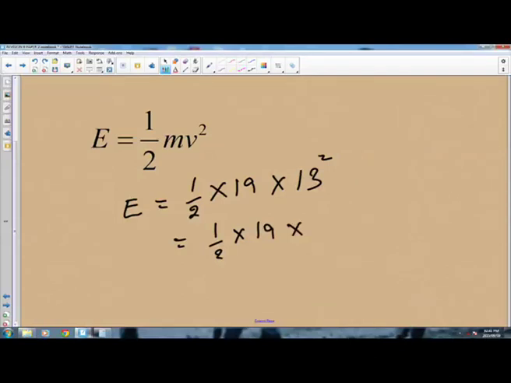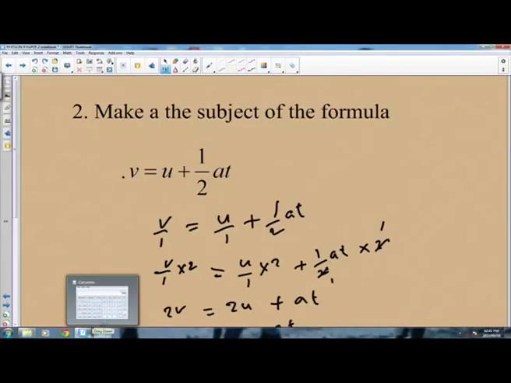You just have to multiply 13 by itself twice. That is 13 times 13, and this will be 169. Use your calculator to find the value of this. 13 squared is 169. So you have half times 19 times 169. So you can take the calculator over here and then multiply.